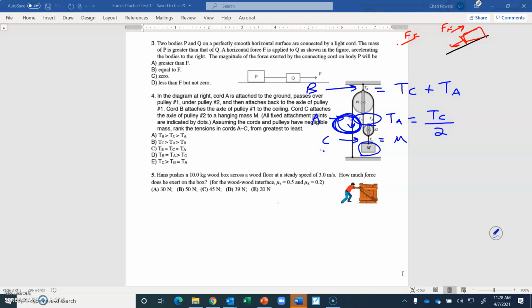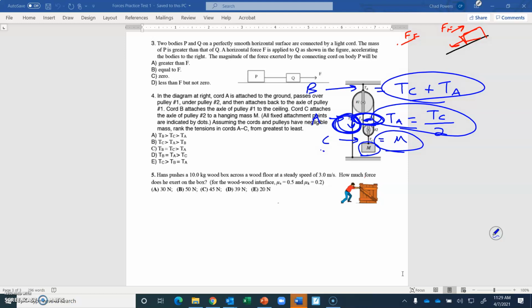And so the reason why when you use a block and tackle it's easier to lift heavy weights is because we're splitting that weight. I'm only pulling half of the total weight. If there were 4 ropes supporting it instead of just 2, I'd be pulling 1/4 of the weight, and so on and so forth. So that's how that works. But in our answer, obviously, TB is the biggest, TC is the middle, and TA is the smallest. So you guys can actually answer that.